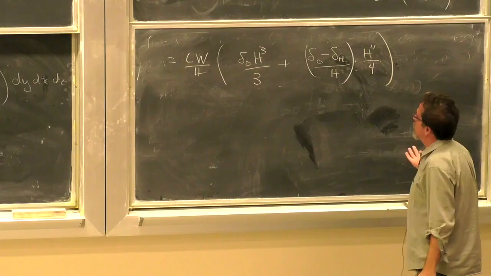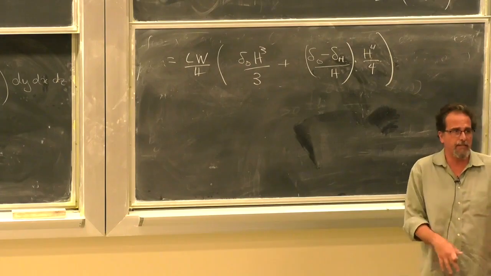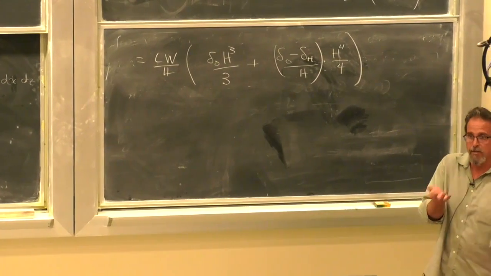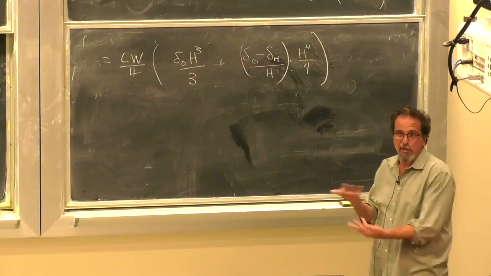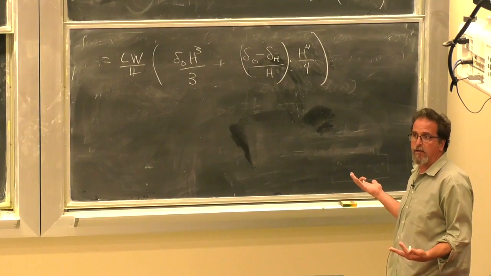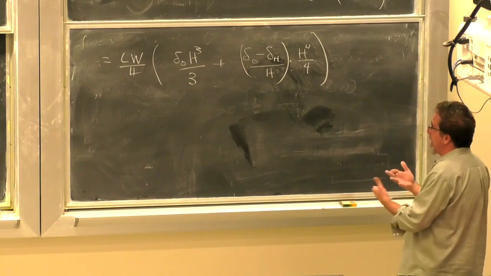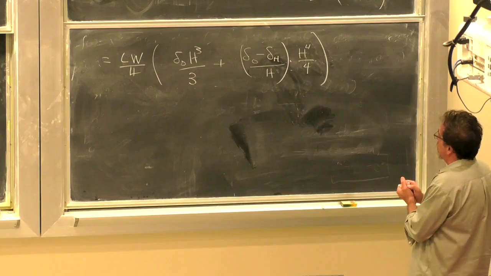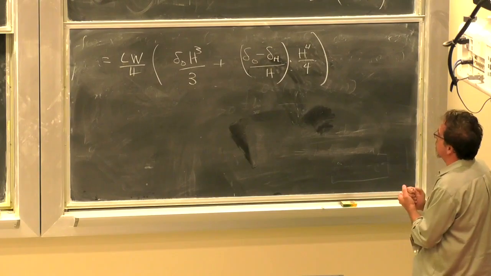Now, I didn't promise you a rose garden here. I didn't say this was going to be beautiful and simple and trivial. There's something to it over here. It's a little bit of a back and forth. You've got to be a little careful, but it'll work out nicely in a moment.